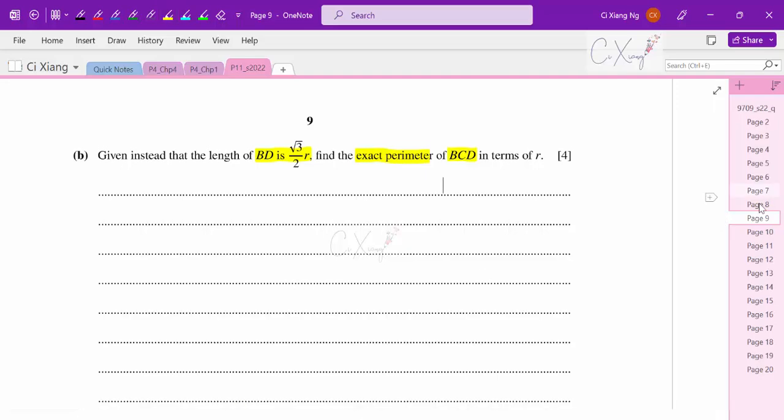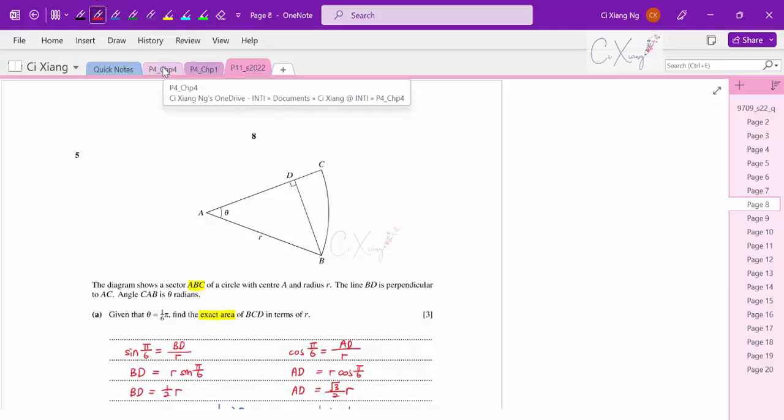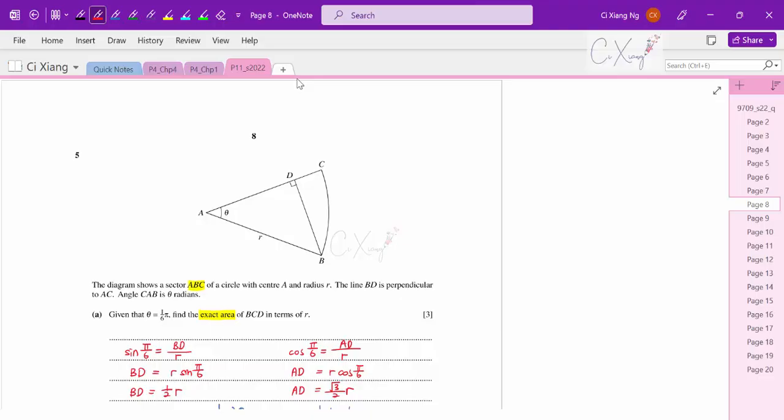Again, if we go back to the diagram just now, they want you to find the perimeter. To find the perimeter, let us forget about the data value that they gave us just now. Now they tell us that the length of BD is square root 3 over 2 R. This is the length. And of course we need to add the length of the arc BC and also the length of CD to get the perimeter.